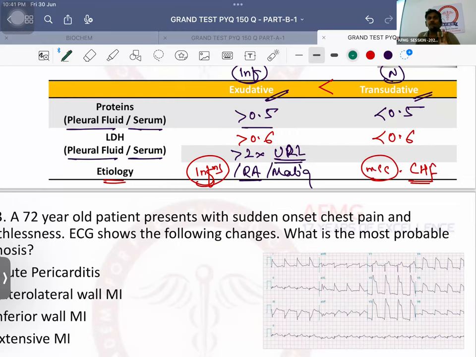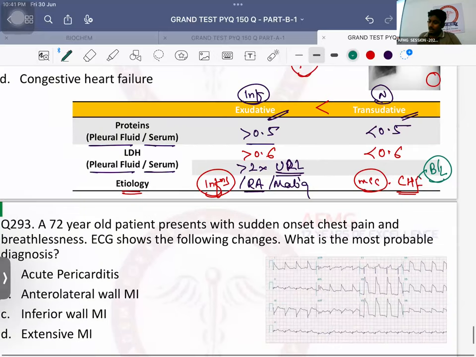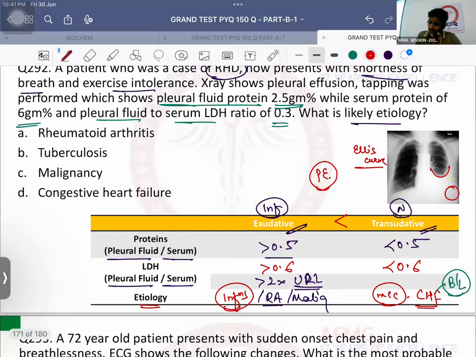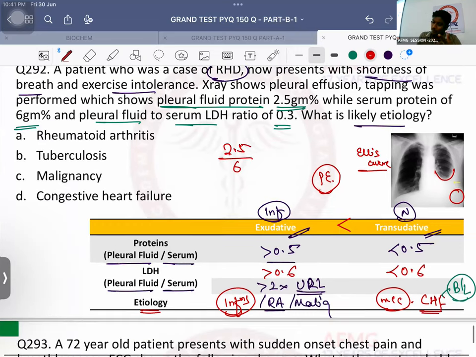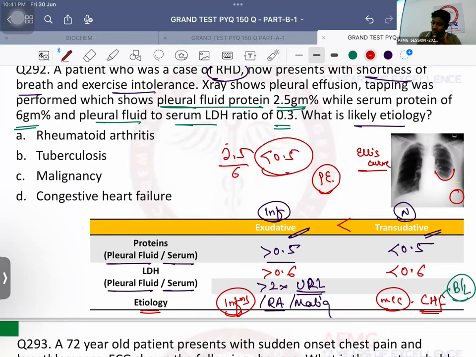Usually, exudative pleural effusion can be unilateral, but transudative pleural effusion is mostly bilateral. Now, here definitely, pleural fluid protein upon serum protein is 2.5 upon 6. Is it more than 0.5 or less than 0.5? 2.5 upon 6, so it should be less than 0.5.